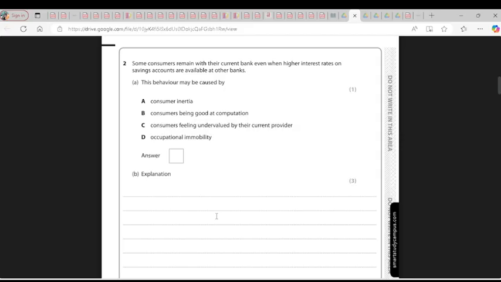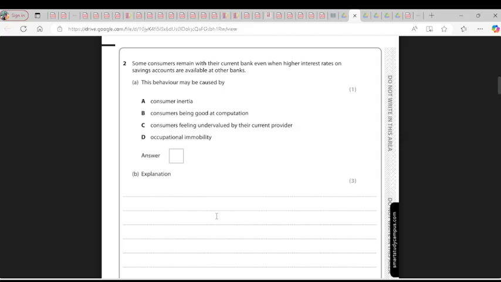Do you get the point here? Consumer inertia is the inability of consumers to do the right thing, because they have a relationship with the provider and stop being rational. They are irrational. So the answer is A. Let's check B. Why is it not B? Consumers being good at computation. If consumers are good at computation, they would know that a higher interest rate is ideal for them, so they would move.